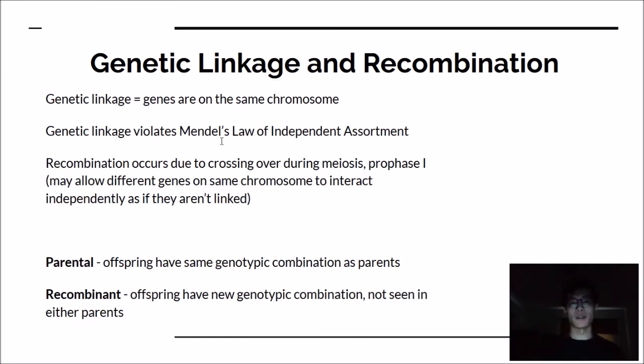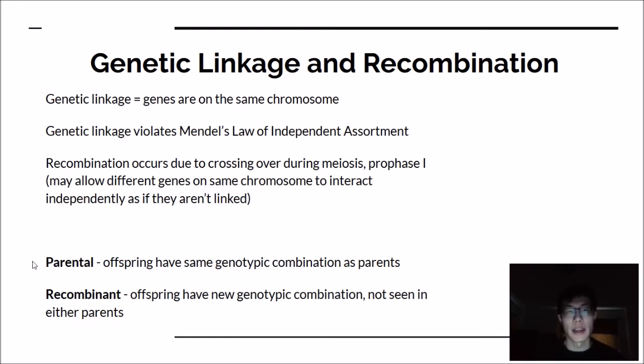So recombination occurs due to crossing over events during prophase 1 of meiosis, and this can allow different genes on the same chromosome to interact independently and be moved to another homologous chromosome. That allows those genes to shuffle around. Even if you have genetic linkage originally, where two genes are found next to one another, recombination effectively removes that linkage by kicking that gene to another arm of the homologous chromosome, if that makes sense.